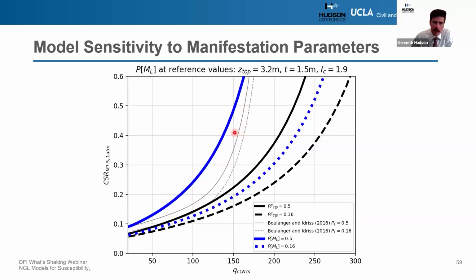For a given tip resistance here, it's a much lower CSR that's required to trigger it, but it actually ends up producing a probability of manifesting that layer that's a little less conservative. It requires stronger shaking for that particular layer to produce manifestation than the Bollinger Idriss model, at least for most of this space. At low tip resistances, they actually converge to the same value.